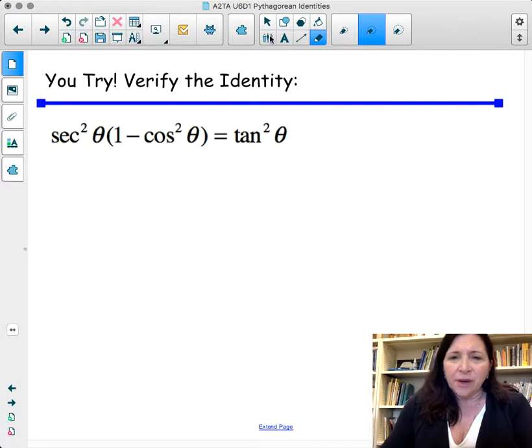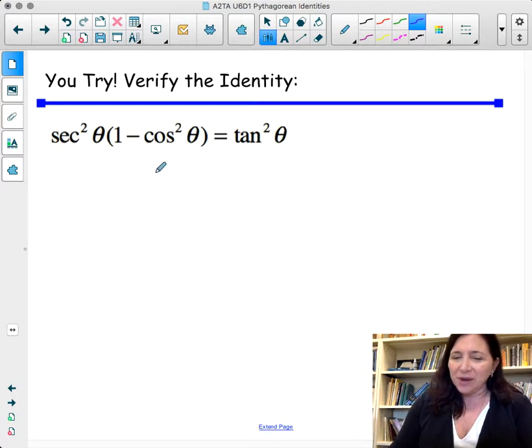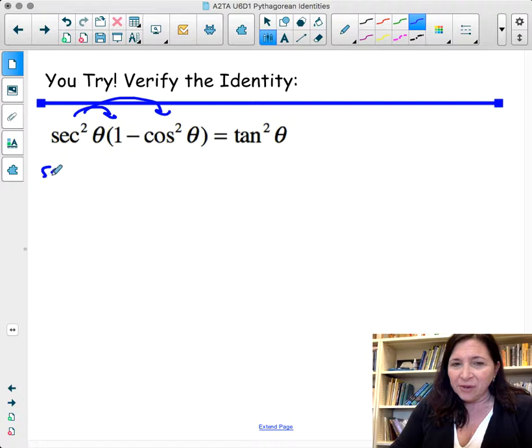This is another equation. So for this problem here, there's two ways that I could do this. There's a really long way to do this, and then there's a super short way to do this. I'm going to show you both ways. A lot of kids see a problem like this, and then they say, okay, I'm going to multiply. So we're going to do that first. So we're going to say secant squared of theta times 1 is secant squared of theta minus secant squared of theta times cosine squared of theta.